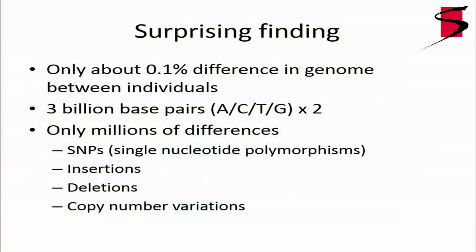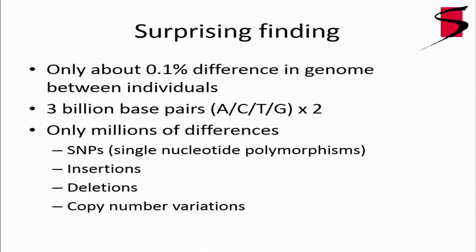So in terms of insights, one very surprising finding came when we looked at all these human genomes and realized that if you take any 2 individuals, they only differ in their genome by about 0.1%. So each of us has 3 billion base pairs, A's, C's, T's, and G's. That's our genome, times 2 because we have 2 copies of each chromosome. But when you take the genomes of 2 individuals and compare them, you only see millions of differences. Most of those differences are single changes in a nucleotide from one individual to another. We call those SNPs, single nucleotide polymorphisms, or sometimes they're called single nucleotide variants.